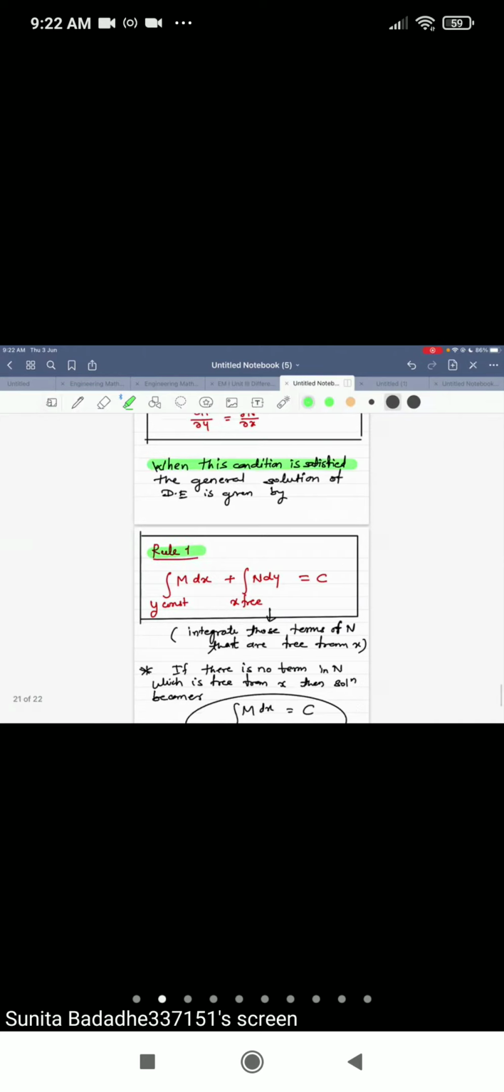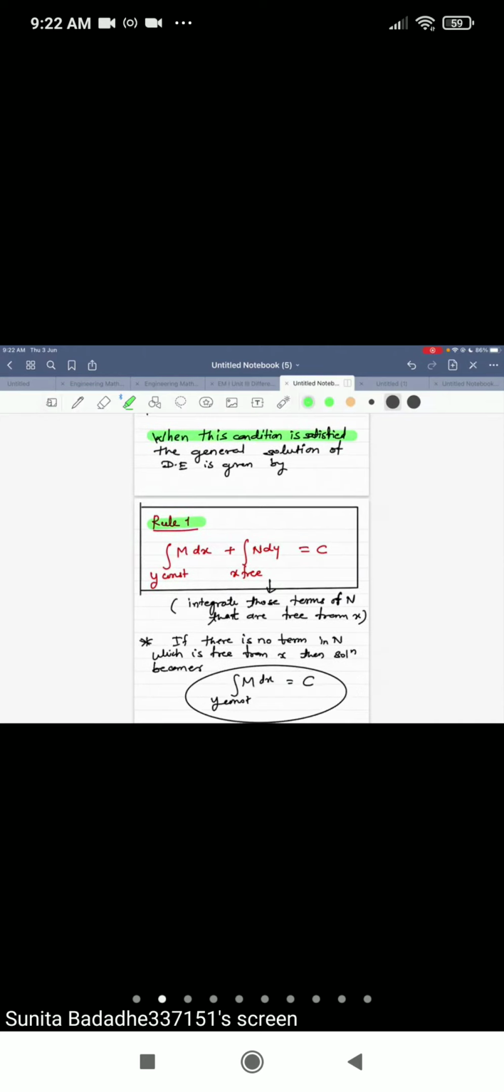What is rule number 2? Integrate M with respect to x, treating y as a constant, and integrate N with respect to y, but don't take all terms of N. Consider only those terms of N which are free from x. What exactly this means, you will come to know in the example.